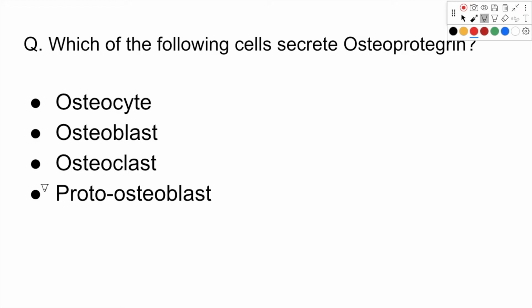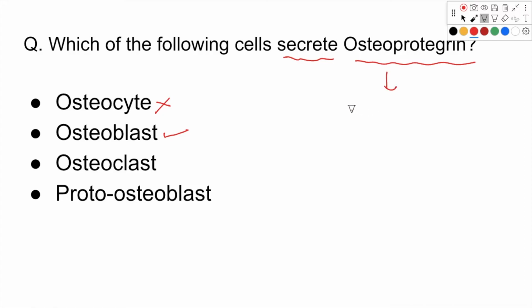So let's move on to a few questions just to represent the topic that we have studied, and let's go through a few of these questions to understand the topic better. So let's begin. Which of the following cells secrete osteoprotegrin? So we know very well now that osteocyte is not very metabolically active, so this we can rule out comfortably. Osteoblast, yes, osteoblast produces osteoprotegrin.